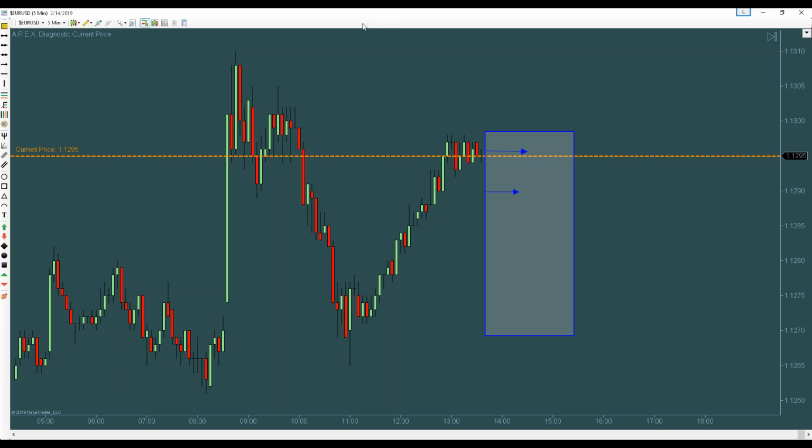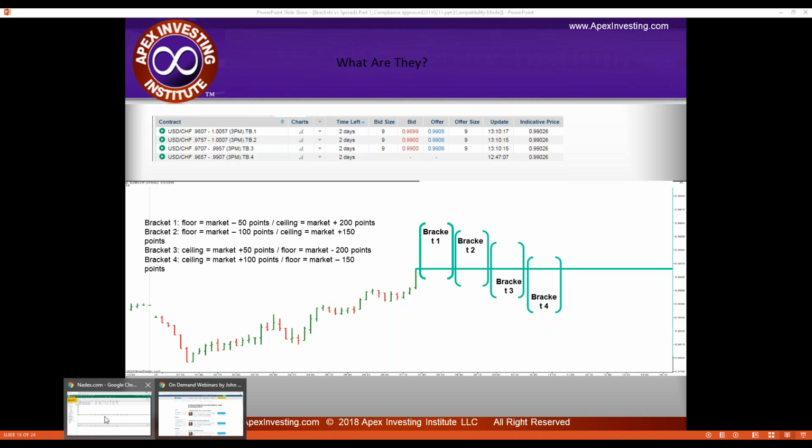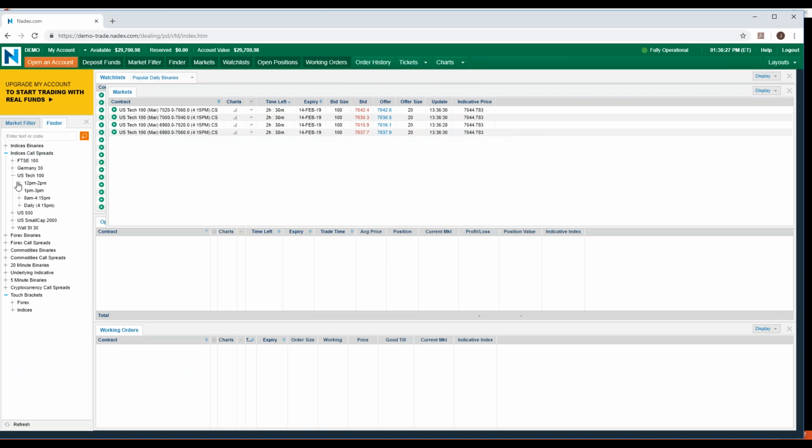Another big difference, one other thing, is this. With these spreads, let's just take a look at them here on the Nadex platform. Right here, let's look at forex call spreads. Euro dollar, we've got some that opened up at 12, they'll expire at 2. Some that open at 1, they'll expire at 3. These dailies here that close at 3, and these dailies at 3.